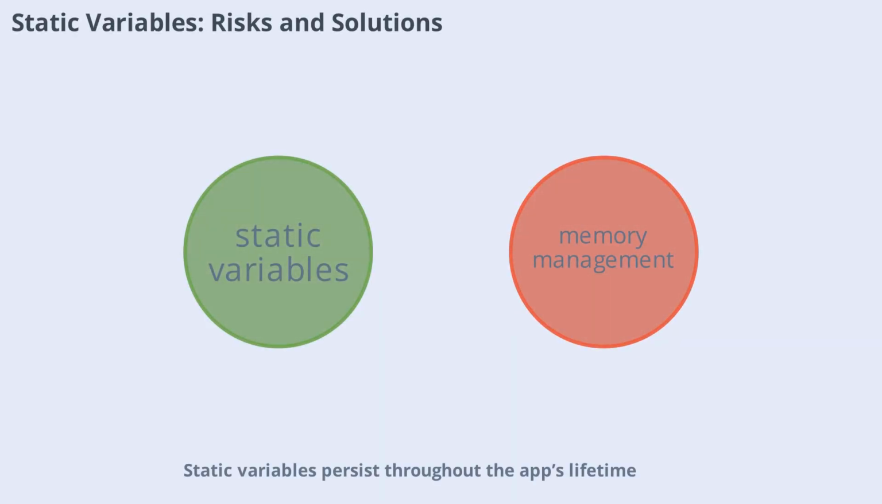Static variables persist throughout the app's lifetime, making them risky for holding references to activities or views. This can prevent proper garbage collection and lead to leaks. Instead, use instance variables and manage their lifecycle according to activity or fragment lifecycles. Avoid static references unless absolutely necessary and always clean up after use.